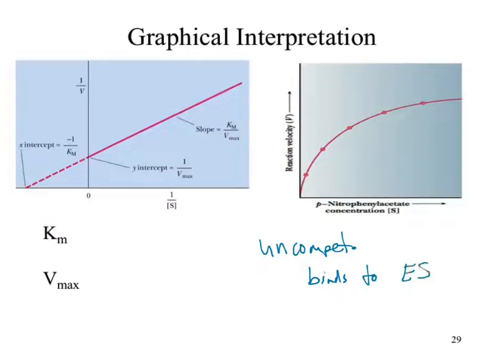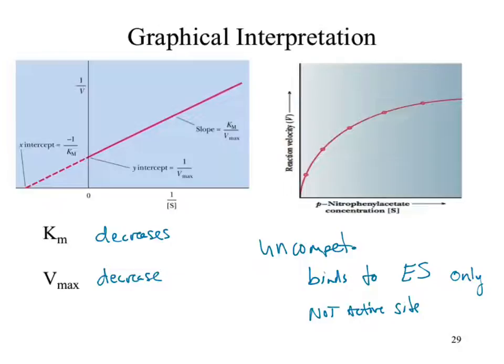Binds to the enzyme substrate complex only. Okay. Again, not active site. How does this affect our reaction? What happens to Vmax? Vmax will decrease. What happens to Km? Also decreases.